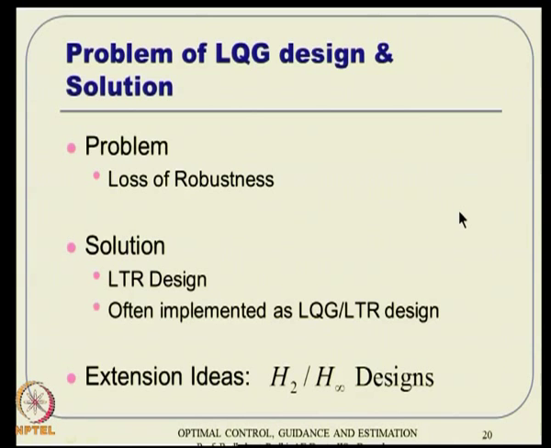But there are problems with LQG design also. The main problem is loss of robustness of LQR. Remember, in the LQR design, if you have full state information, I also told in that lecture that typically if full state information is available error free, then LQR has good robustness. That means you have something like infinite gain margin and up to 60° phase margin. But all these things are gone the moment you put in an LQG design. LQG does not guarantee that.